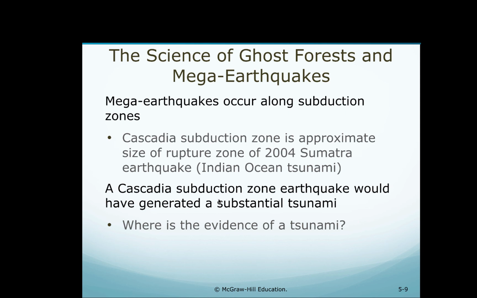The Cascadia subduction zone is approximately the size of the rupture zone of the 2004 Sumatra earthquake, which was the location of the Indian Ocean tsunami. A Cascadia subduction zone earthquake would have generated a substantial tsunami. Well, where's the evidence of the tsunami?